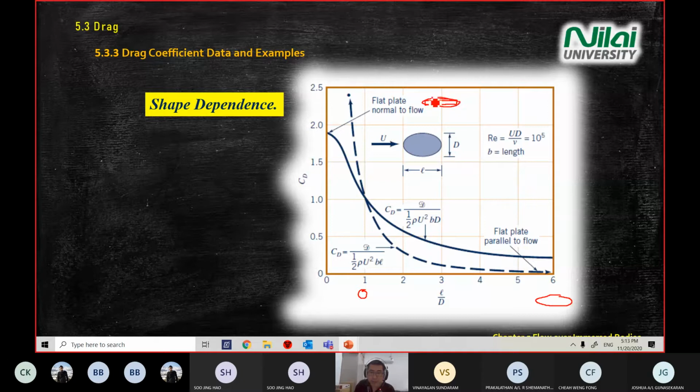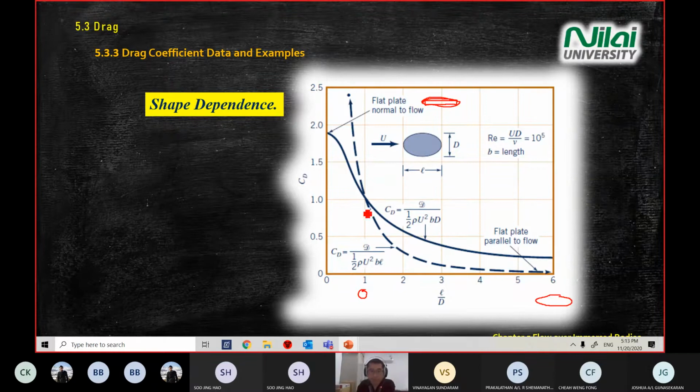But anyway, in general, you'll see that if you improve your shape, from a circle to an ellipse, the drag coefficient will reduce. Okay, your CD will drop.